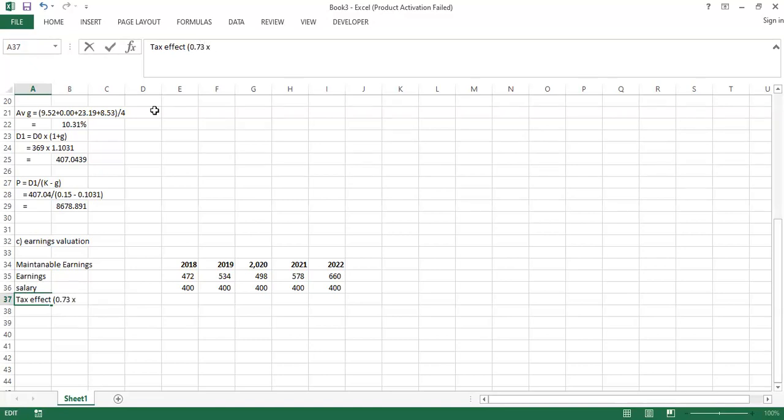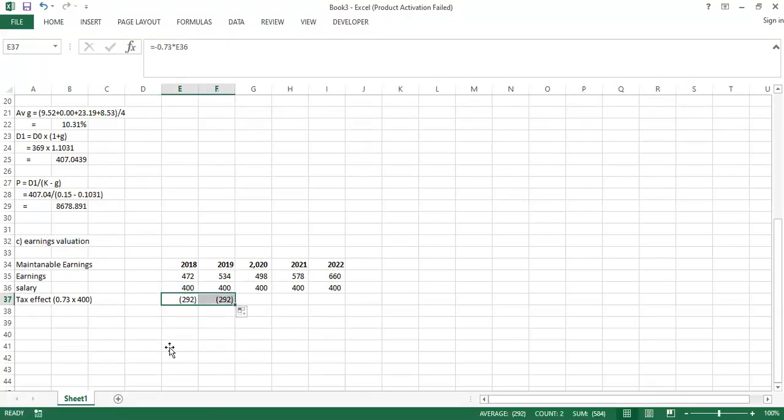0.73 times 400. Sorry, I'm being interrupted here with these phone calls. Sorry about that. So we are factoring in the tax effect of that. If this is an addition, the tax effect will have to be a subtraction there. So what is it? It's going to be 0.73 times 400.